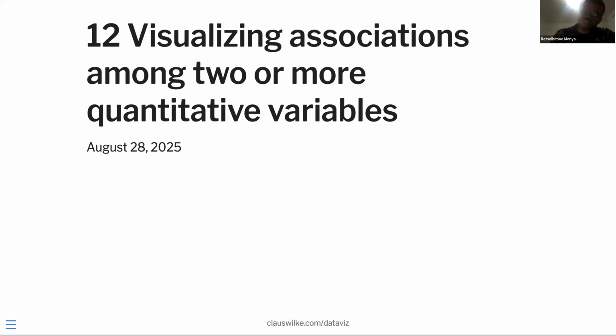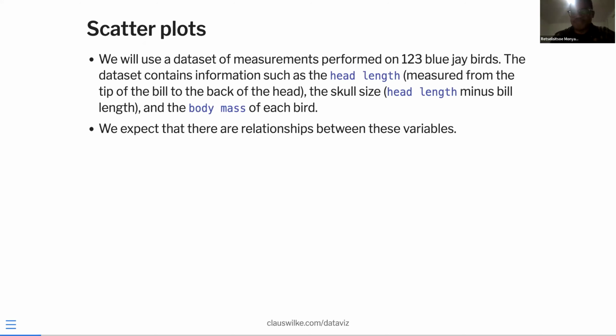Generally when we have two quantitative variables, we tend to use scatter plots, which is what the author also went for. So I'm providing some info that is used for most of the plots we'll be looking at. It's a data set of measurements performed on 123 blue jay birds. We'll mainly be looking at the head length, which is measured from the tip of the bill to the back of the head, then the skull size, which is the head length minus the bill length, and the body mass of each bird. So the idea is that there are relationships between these variables, and we want to investigate them.